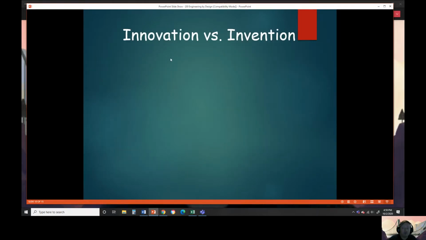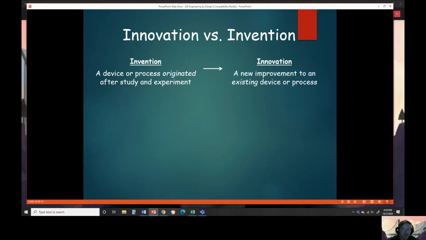Now, one thing that we really need to think about when we're looking at engineering by design a lot of times is we need to really think outside the box. And I want to really focus on the difference between innovation and an invention. An invention is something that originated after a study, after experiment. This is what came up the very first time. Inventions, however, do lead to innovations. Innovation is basically an improvement to something that is already existing, whether it's a device, an object, a thing, or a process.